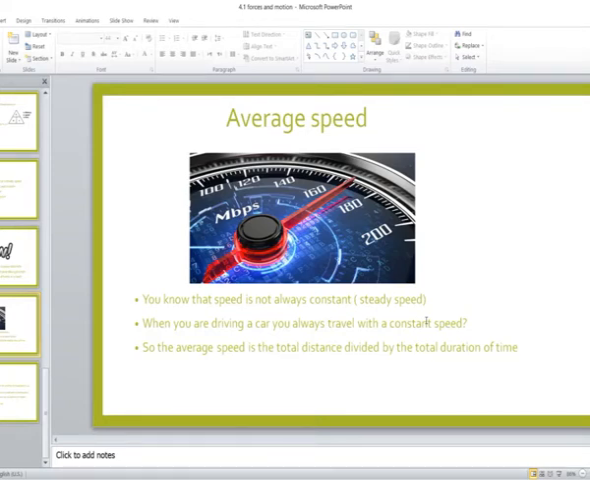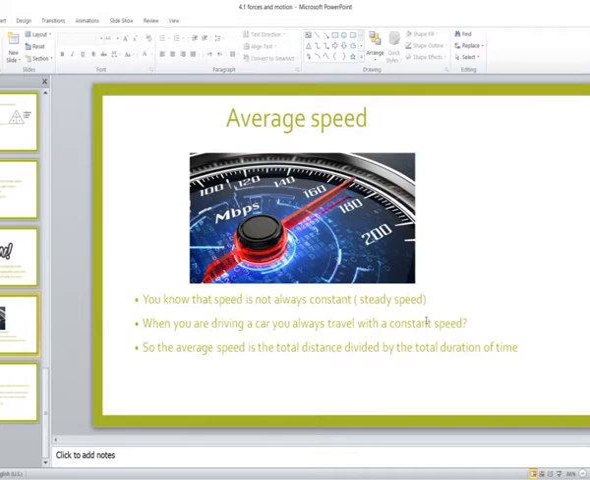Good morning, year 8. So let's continue the first lesson, which is forces and motion. Last time we explained the formula of speed, the meaning of speed and the unit of speed. Today we are going to explain the average speed and what is the difference between the average speed and the normal speed.